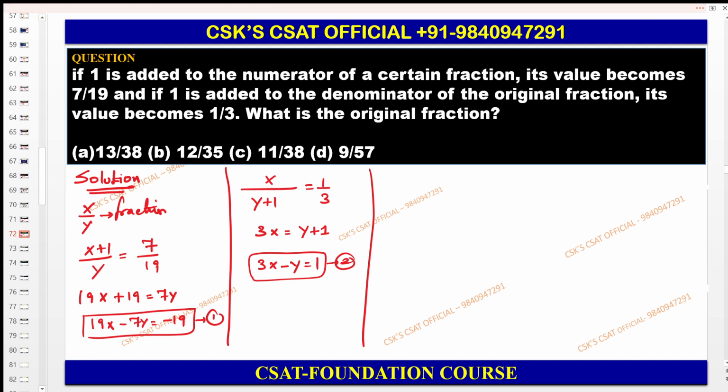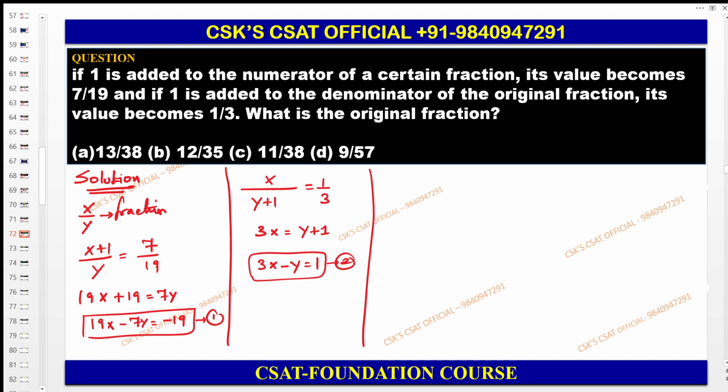Which method will we apply here, elimination method or substitution method? Which method do you want? Tell me any one method, we will do that method. I will teach you that method. Elimination method or substitution method? Elimination. Sir, elimination. Okay, very good.